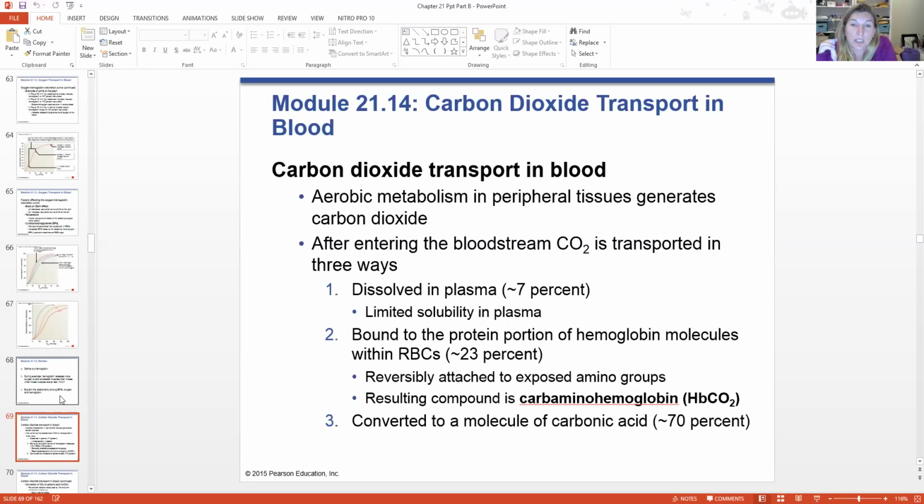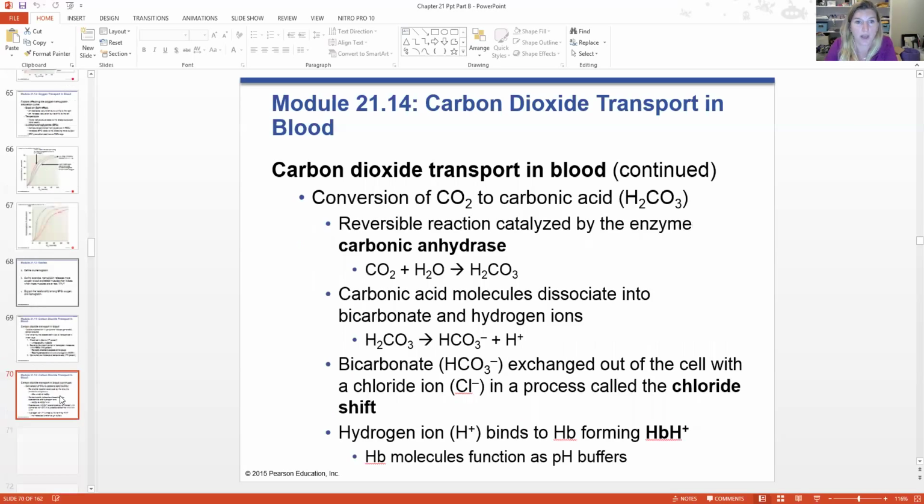The majority of our carbon dioxide in our blood is converted to something called carbonic acid. This happens in the red blood cell. So our carbon dioxide, when it enters the blood, some of it will dissolve. The majority of it goes into our red blood cell. Some of it in the red blood cell will bind to hemoglobin and become carbaminohemoglobin. The majority of it is converted into carbonic acid. We'll look at how that happens.